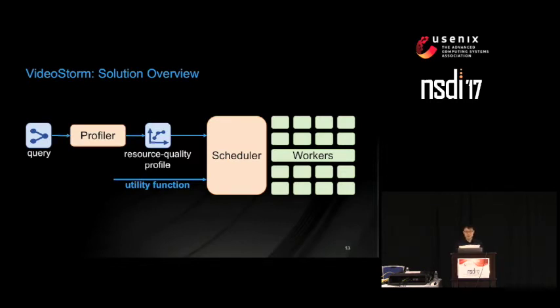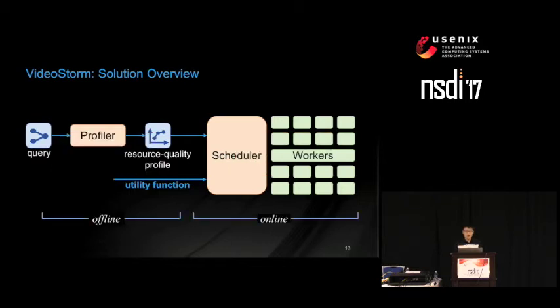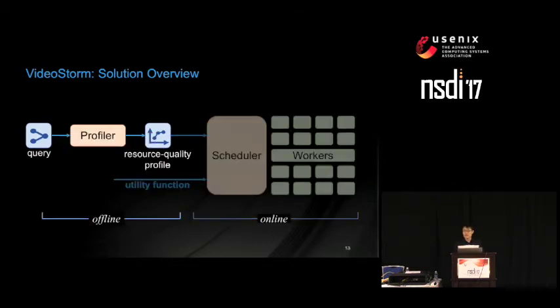The query profile builds a model that measures the quality and resource impact of different configurations and also reduces the configuration space significantly. So that will solve our first challenge. And the online scheduler will jointly optimize quality and lag among multiple queries based on users' need. So this will solve our second challenge. We can divide this workflow into 2 parts, the offline profiling and online scheduling. And let's look at the offline profiling first.